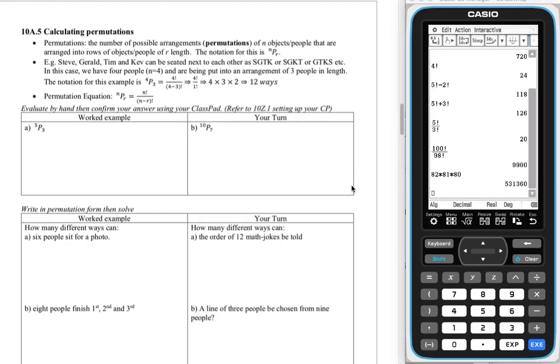So now we're looking at 10a.5, calculating permutations. So now that we've learned about factorials, the exclamation mark symbol, we can start assessing permutations in a more rigorous way.